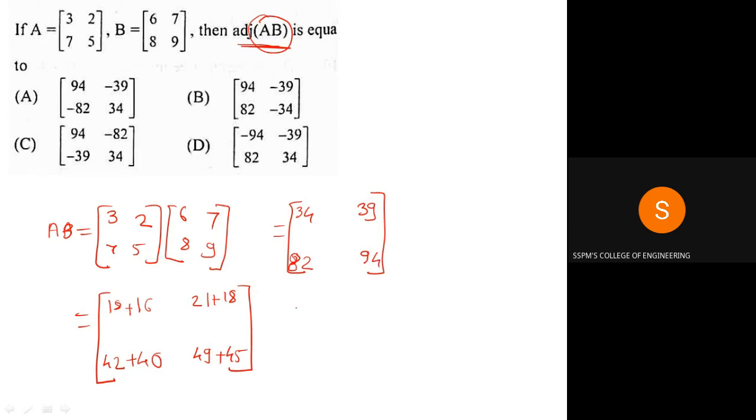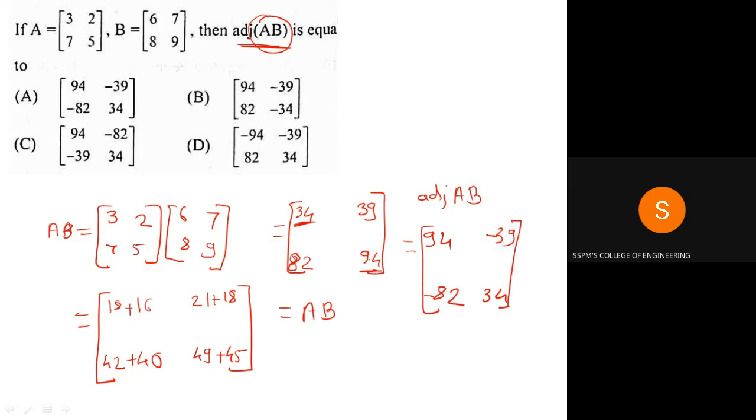But this is not our answer. This is the product of matrices A and B. What we have to find is adjoint of AB. In the last lecture we learned how to find the adjoint of a 2x2 matrix. It's a simple way: we swap the positions of 34 and 94. So 94 comes here and 34 goes here. Then 39 becomes minus 39 and 82 becomes minus 82.